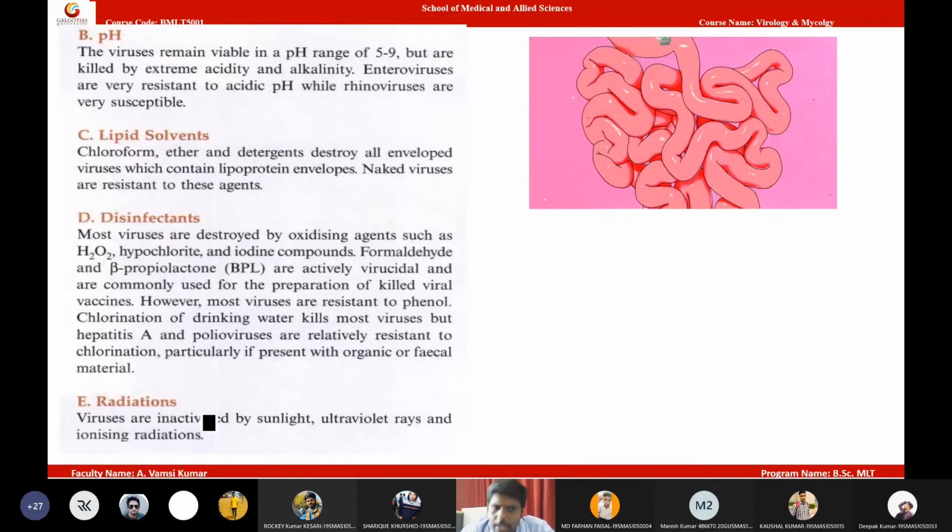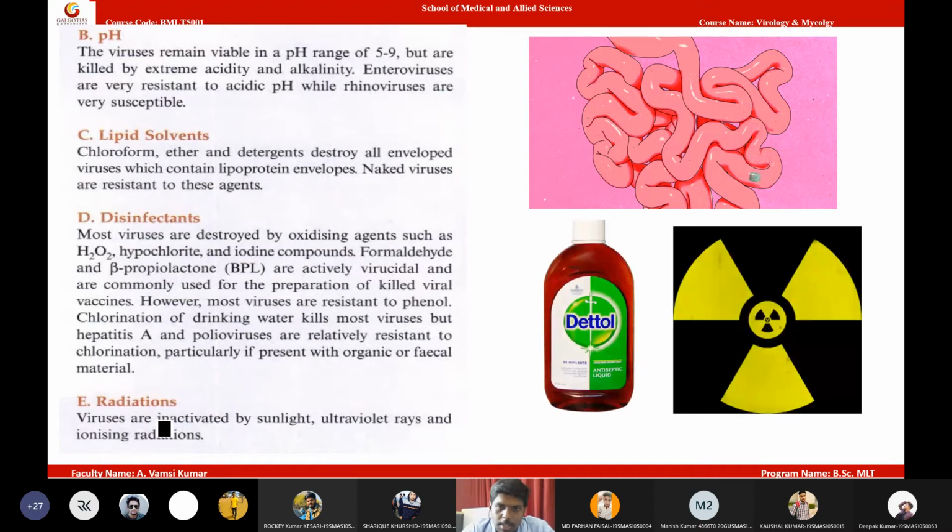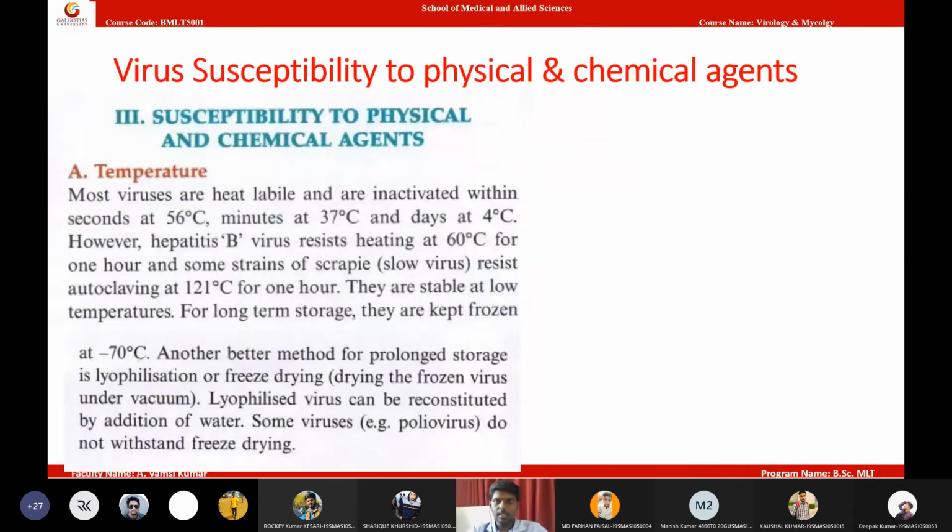And viruses can also be inactivated by radiations. Why can we inactivate viruses by radiation? Because ultraviolet rays can destroy DNA or RNA. Since viruses are made up of DNA or RNA, by subjecting viruses to these radiations, we can kill the viruses. Viruses can also be killed by Dettol and Lysol, and by radiations. So this is all about the structure, symmetry and morphology of the viruses.